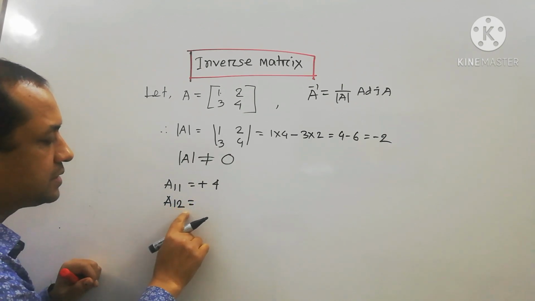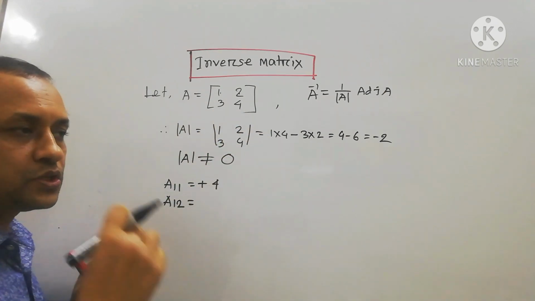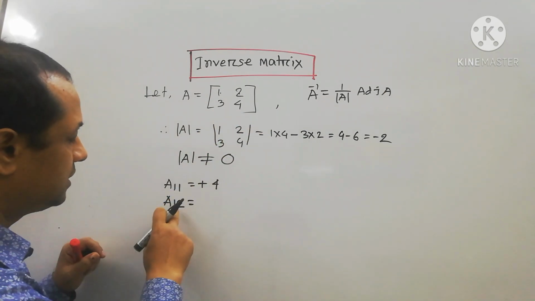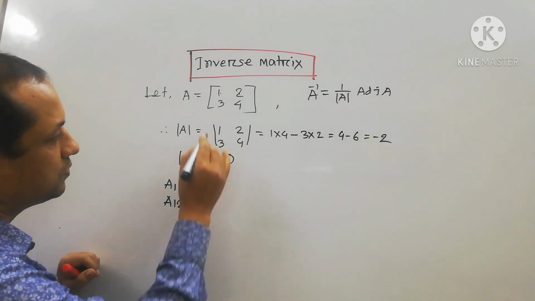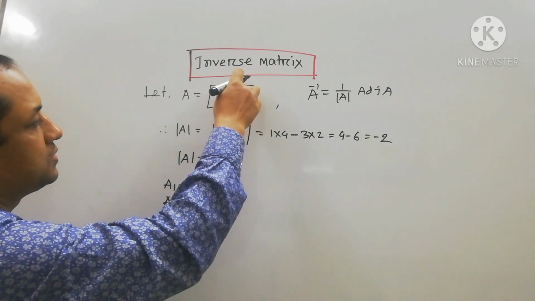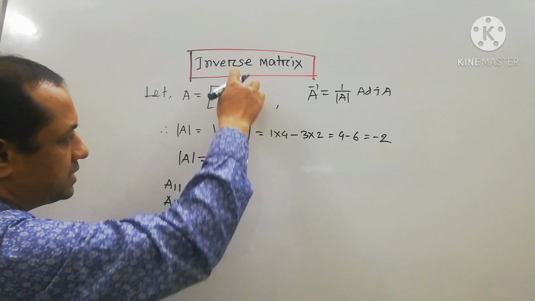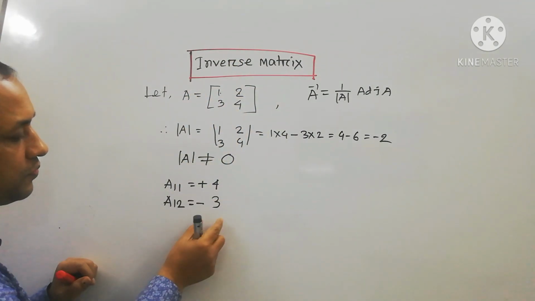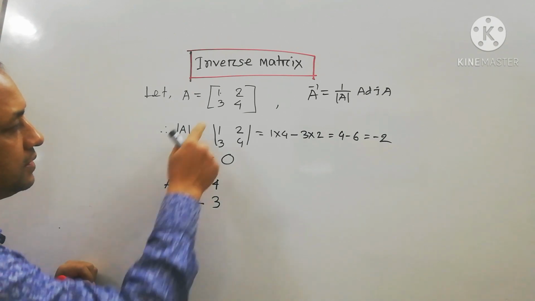So first row and second column: the sum of the number of row and number of column is an odd number, so the cofactor is negative. First row and second column are cancelled, so the minor is 3. So the cofactor is minus 3.